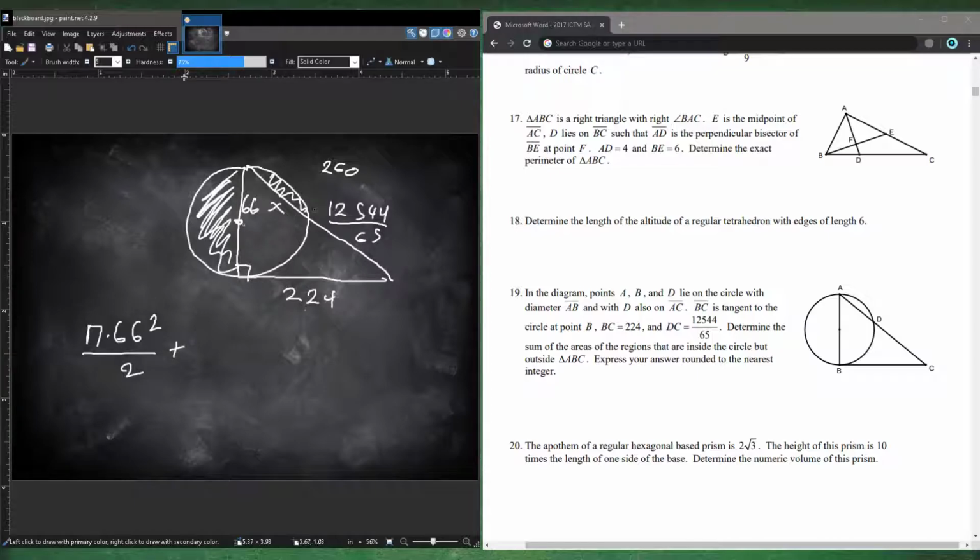Now we need to get this section of the circle. We need to find the angle of this, and you could just use tangent because remember this is 132. So we have to use inverse tangent: inverse tangent of 224 divided by 132, which should give you approximately 59 degrees, right?